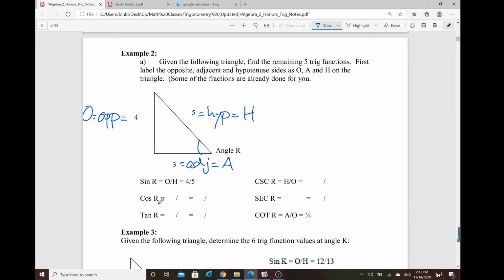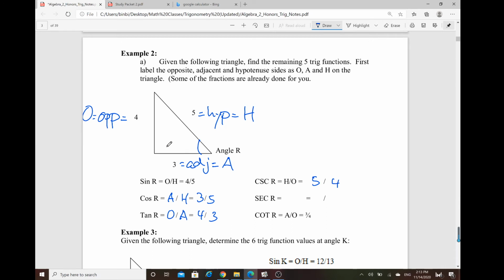Okay? So now, using the ratios, cosine of R obviously is what? Adjacent over hypotenuse. Let's just start with the formula first. It's A over H, so 3/5. And then tangent of R, opposite over adjacent, so O over A, which is 4 over 3. And then cosecant of R, which is hypotenuse over opposite, so that will be 5 over 4. Again, the slash just means it's a fractional bar.